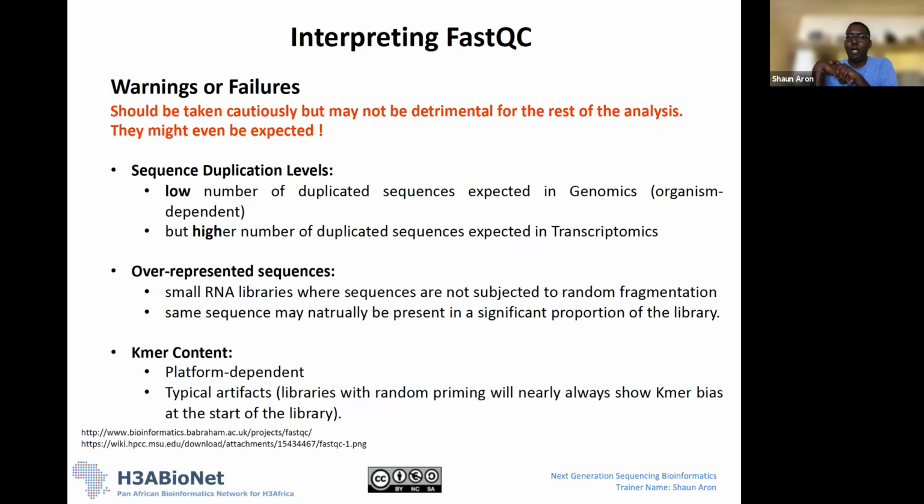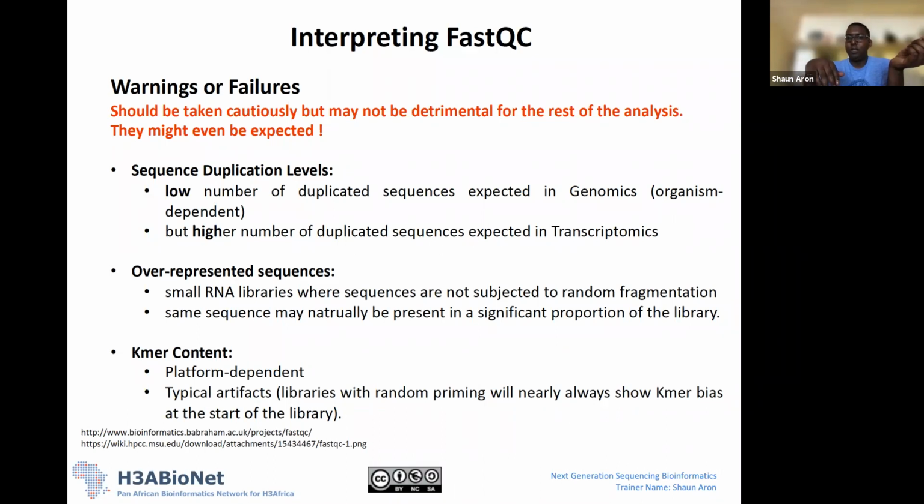So for sequence duplication levels, you will sometimes get a low number of duplicated sequences. It is organism dependent, as I mentioned before. A higher number of duplicated sequences is expected in transcriptomics, so with RNA-seq data, just to be aware of that.